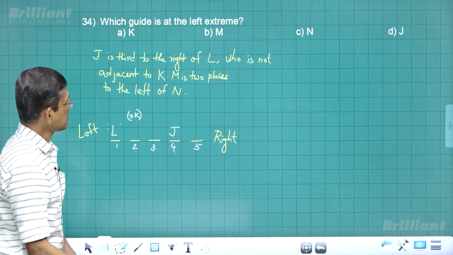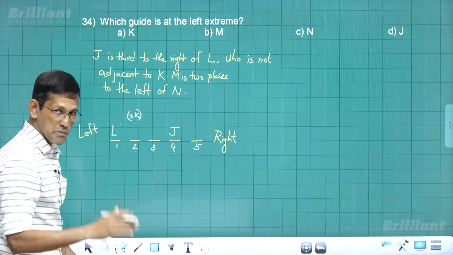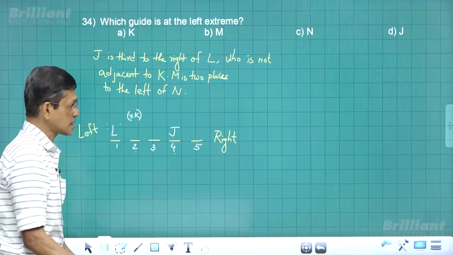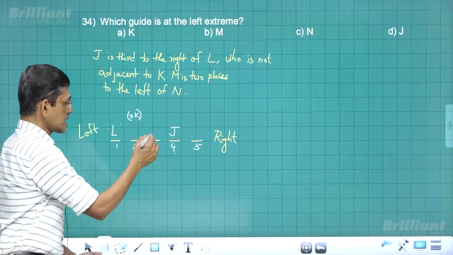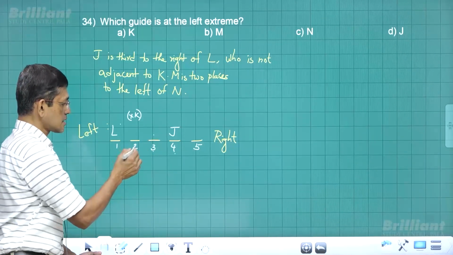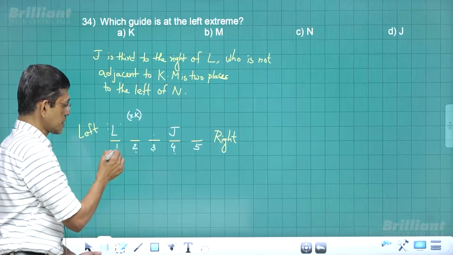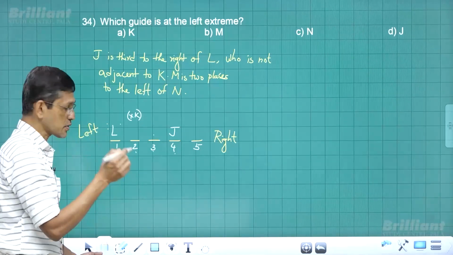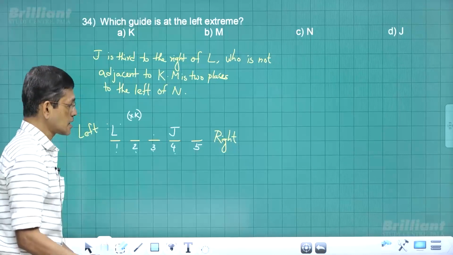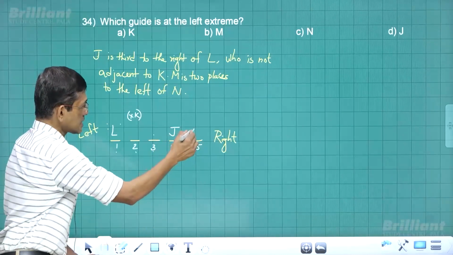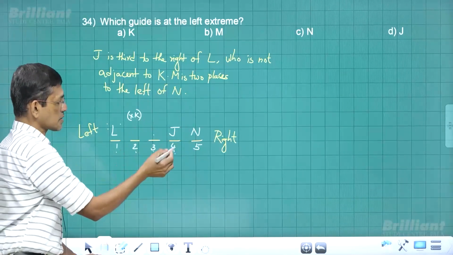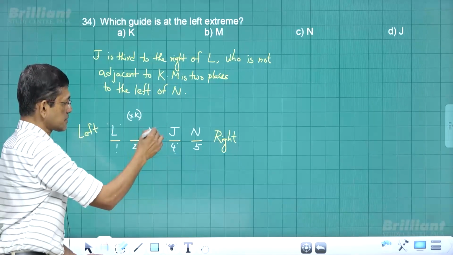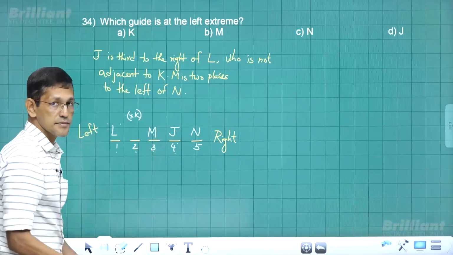Now, M is two places to the left of N. M must be two places to the left of N. So if N is here, then two places to the left, 1, 2, M must be here. That is not possible. Already L is there. Then another possibility, N is here, then M is two places to the left. 1, 2. So M is here. N is here, M is here.